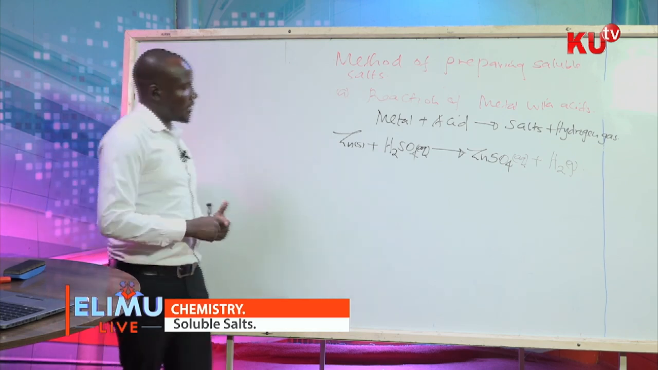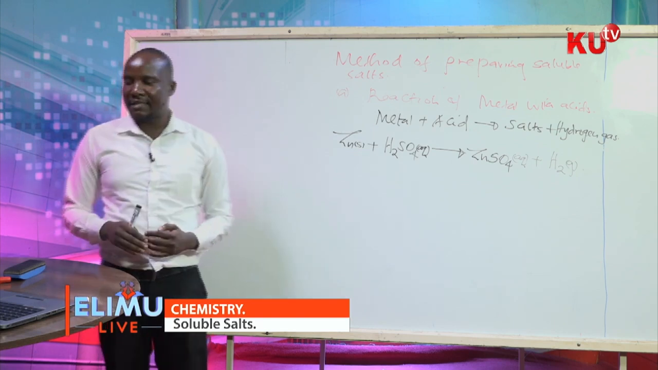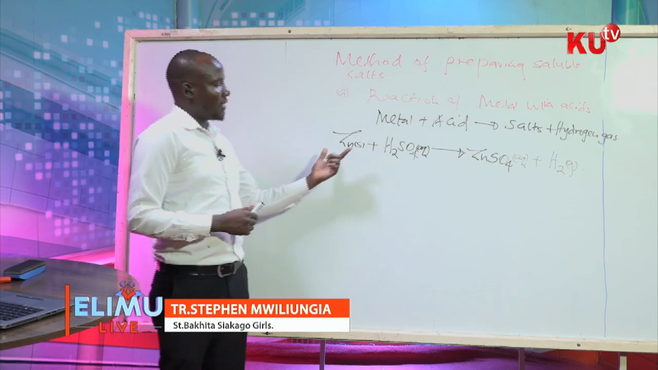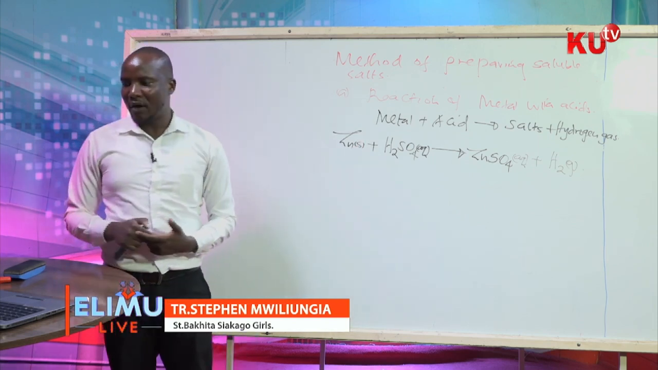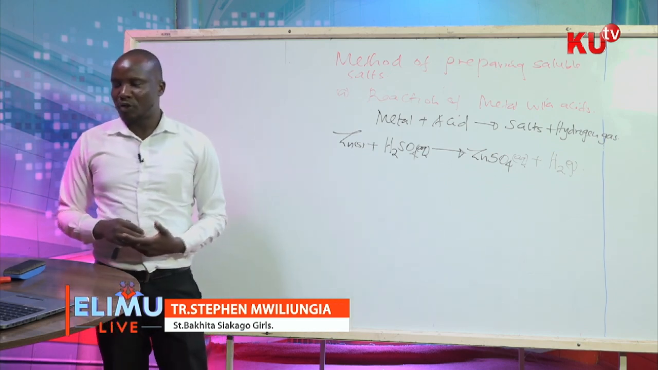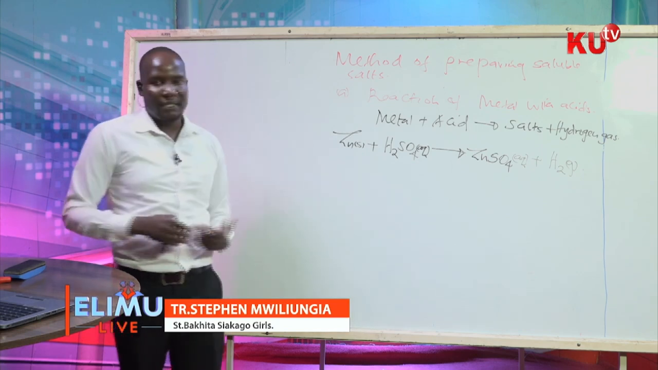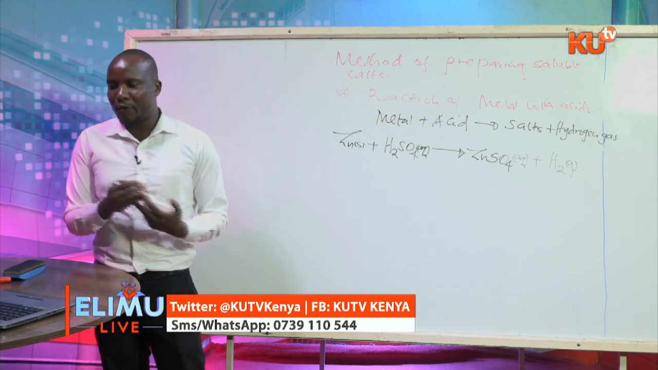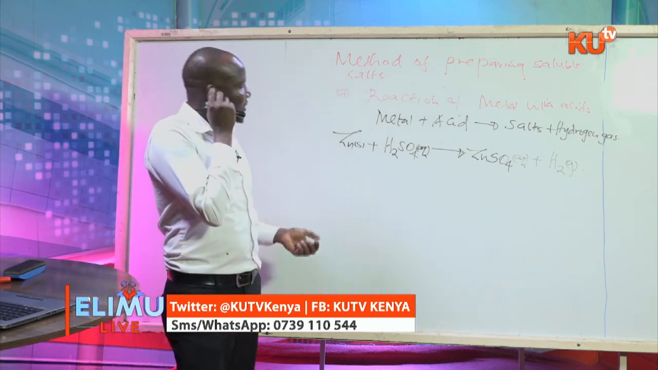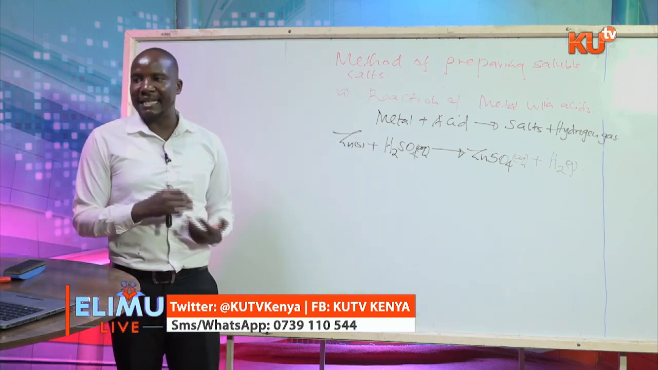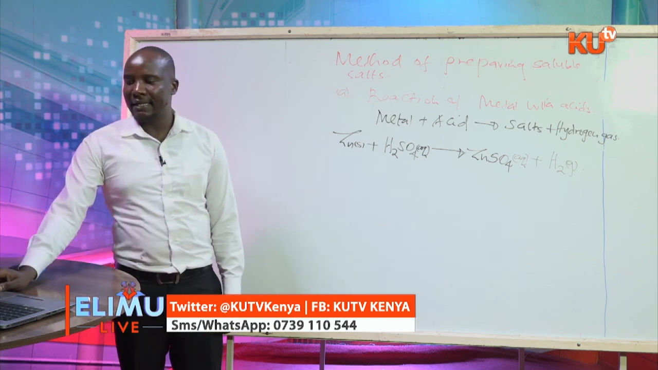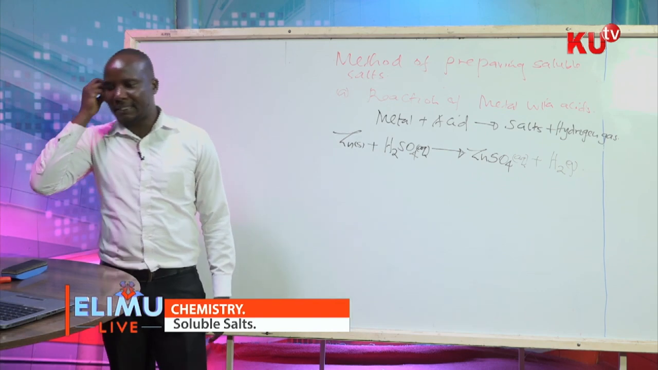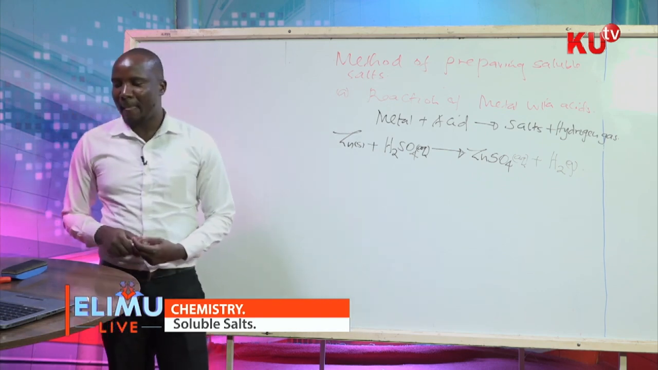Now, in the reaction between zinc and sulfuric acid, there is an observation you can get. There is effervescence produced when you add zinc to the sulfuric acid. To confirm whether the reaction has stopped, you know that the reaction has stopped when the effervescence stops being produced. Again, in the procedure, we say that the zinc is added in excess. Why do you add zinc in excess to sulfuric acid? That is to ensure that the acid reacts completely.